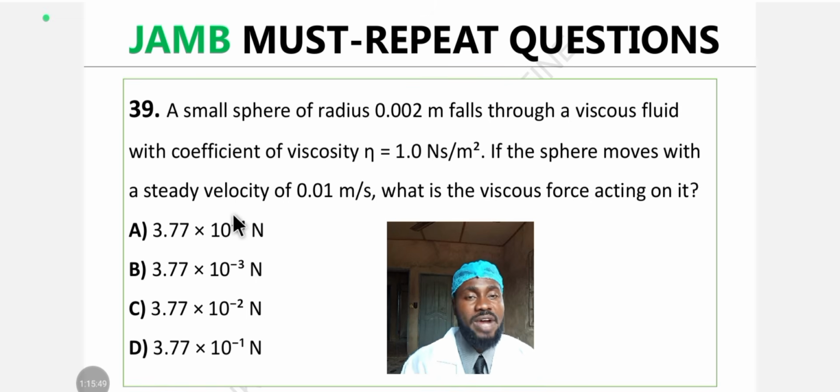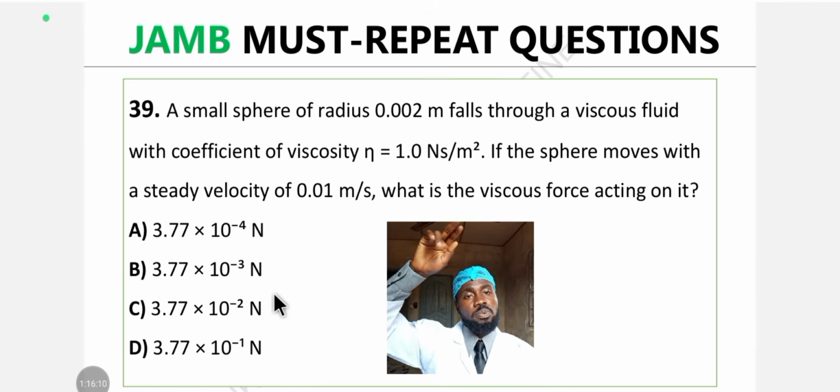Find the viscous force now. A, 3.77 times 10 raised to the power minus 4. B, 3.77 times 10 raised to the power minus 3. C, 3.77 times 10 raised to the power minus 2. D, 3.77 times 10 raised to the power minus 1. All options are in Newton.